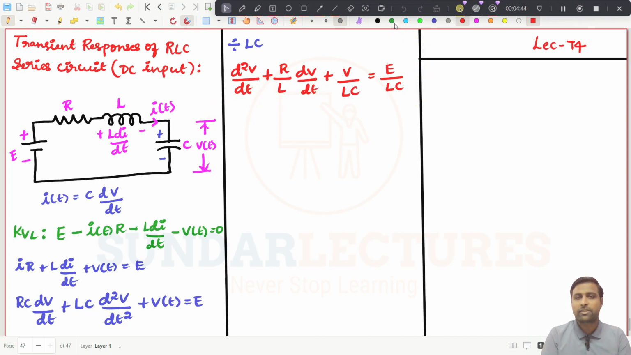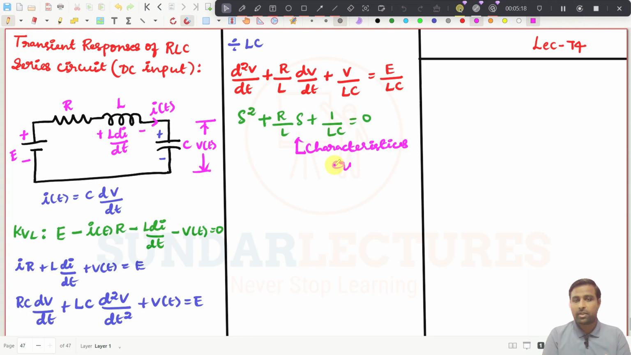Maybe I will write down this expression with the operator taken as S. So S square plus R by L into S plus, and then here it will be 1 divided by LC, and that should be equal to 0. What is this one? This is nothing but the characteristic equation, a constant value, right? Characteristic equation.